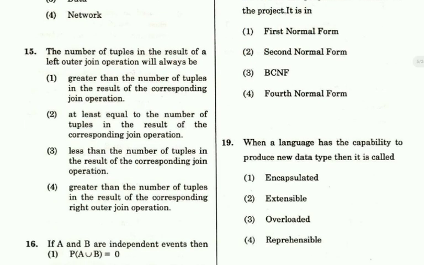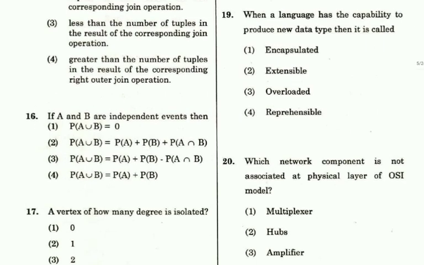Next one. The number of tuples in the result of a left outer join operation will always be. Left outer join keeps all tuples from the left table even if there is no match in the right table. At minimum, it has as many tuples as an inner join, but it can have more due to null values filling unmatched rows. So here option 2, at least equal to the number of tuples in the result of the corresponding inner join operation, is the correct answer.